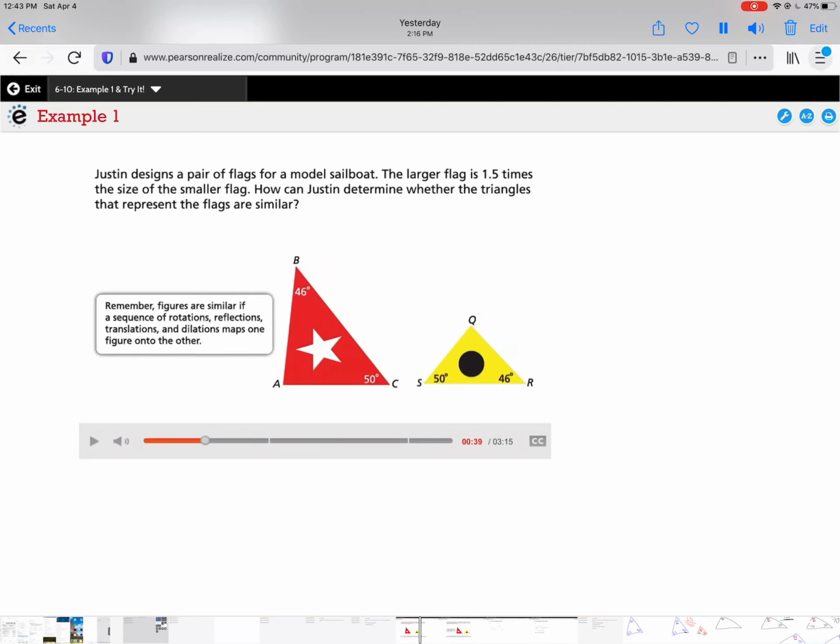The biggest thing is that figures are similar if a sequence of rotations, reflections, translations, and dilations map one figure onto the other. So it doesn't matter if they're bigger or smaller, or facing different ways, maybe needs to reflect or something. If they have the same shape, then they are similar. And we can prove that they have the same shape using angles. And the way we're going to do that is what this whole lesson for today and tomorrow really is talking about. So I'm going to go to example 2, and we're going to show you how we can do that.